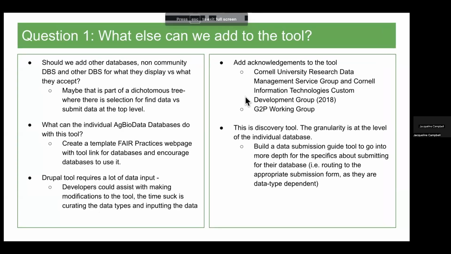Okay. So the first question basically was, what else can we do to add to this tool? Should we add other databases, like non-community databases, and what should display and what will they accept? This could be part of it, for example NCBI, EBI, and other ones, just to have it there. I think that's something the group itself still needs to think about.